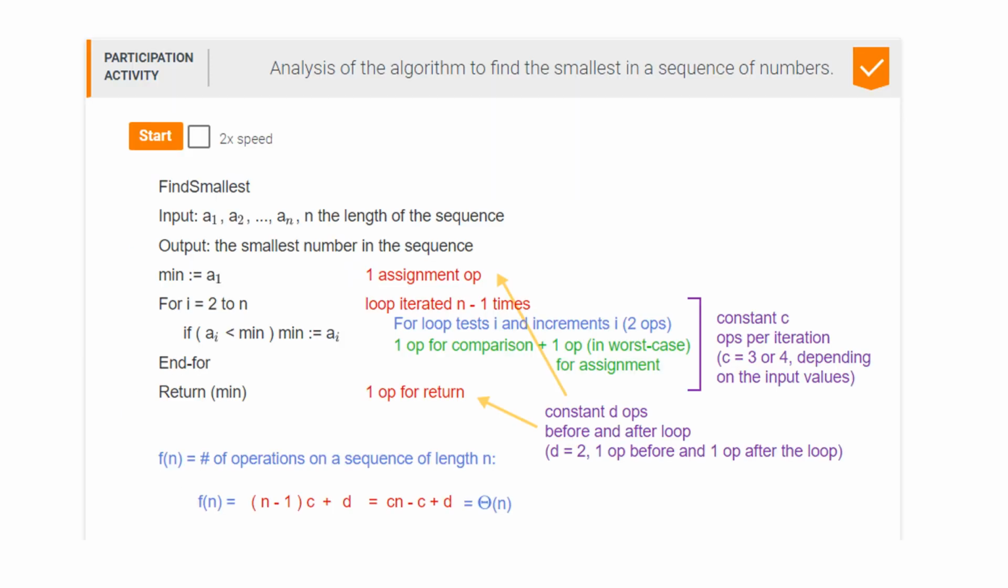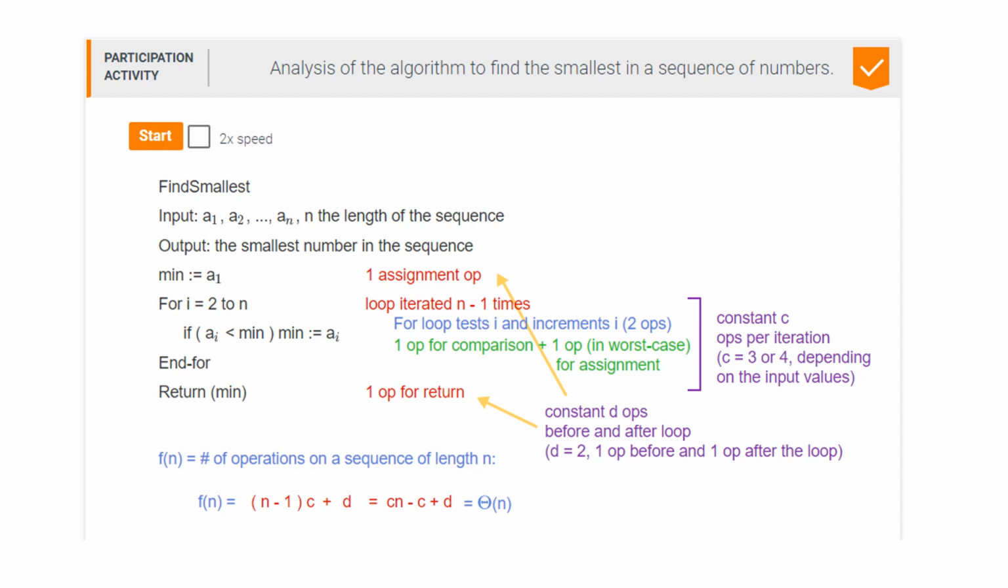So here's an example I wanted to talk with you about. You'll see in your participation activity, it'll walk you through this. But I wanted to make a couple of points about this. First of all, you can see what this is doing is it's an algorithm that's finding the smallest number in a sequence.